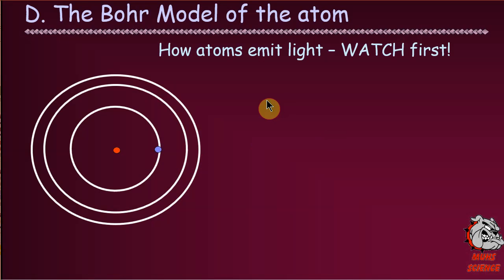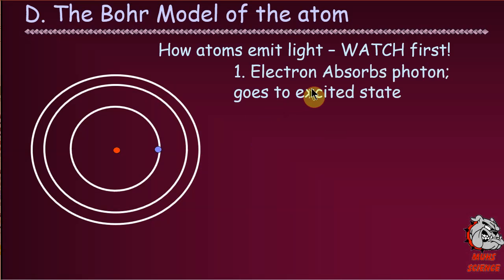So what I always do is I have people watch this first, and then we write down what happens. So when atoms are emitting light, the first thing that they have to do is absorb some kind of energy. So in the demonstrations in class, when I had the emission tubes, we put them in that high voltage source, and then we turned the source on, and the electrons were energized, and the electrons in the atoms that were in there went to excited states. So the electron absorbs a photon, goes to an excited state. So here comes a photon, and it's absorbed by the electron, and it goes up to state 3.